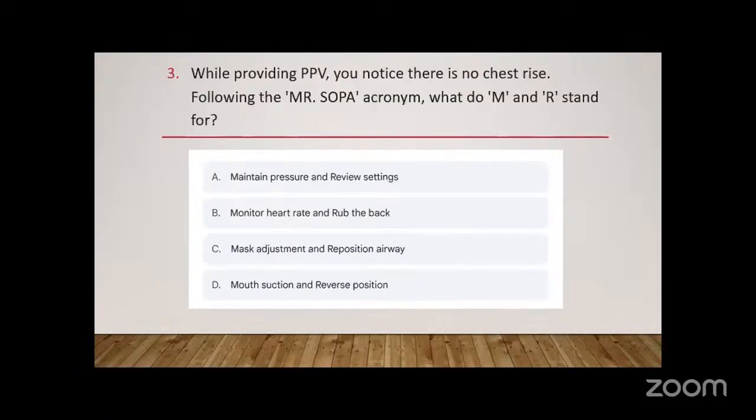While providing positive pressure ventilation, you notice that there is no chest rise. Following the MR. SOPA acronym, what do you do? What does M stand for and what does R stand for? Does M stand for maintaining pressure and refueling systems, or monitoring heart rate and rubbing the back, or mask adjustment, repositioning airway? C, obviously. You adjust the mask and you reposition your airway.